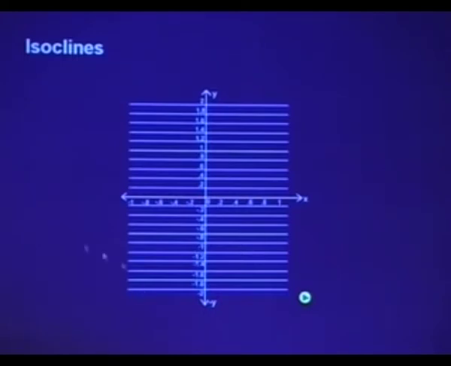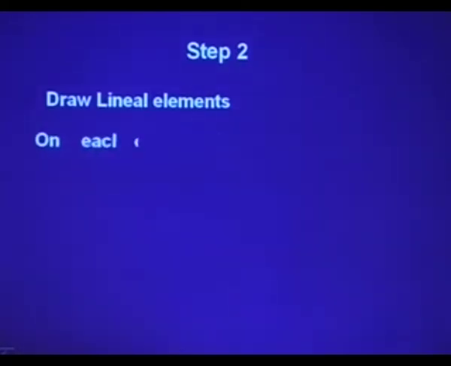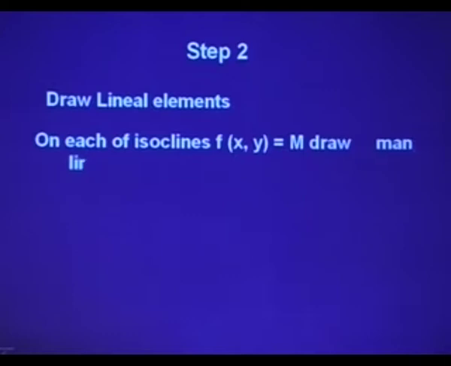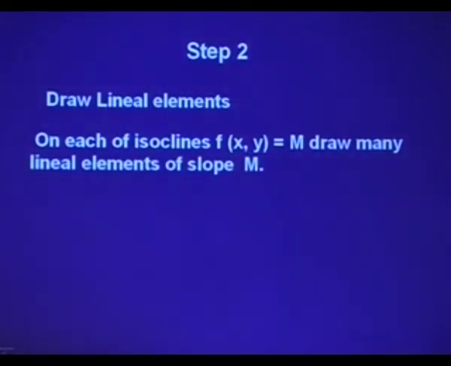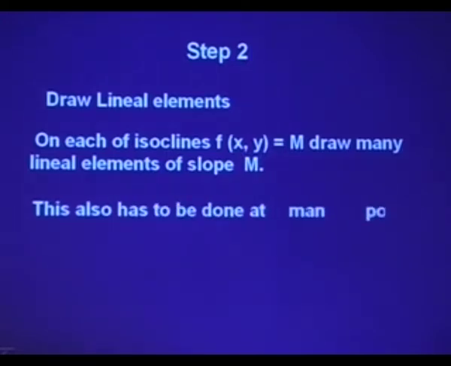What should be the next step now? The step 2. On these isoclines, we have to draw the linear elements. This linear element should be drawn on each isocline. So, on each isocline f x y is equal to m, I am just explaining here the method in general and showing with the help of our example also. We have to draw many linear elements of the slope m. So, this also has to be done on many points.